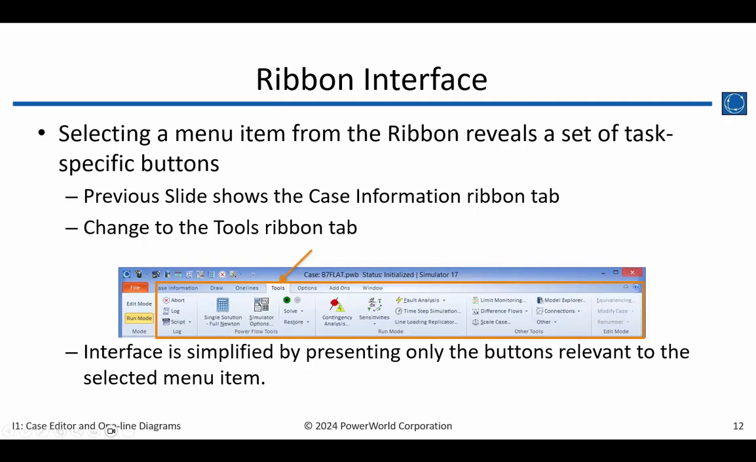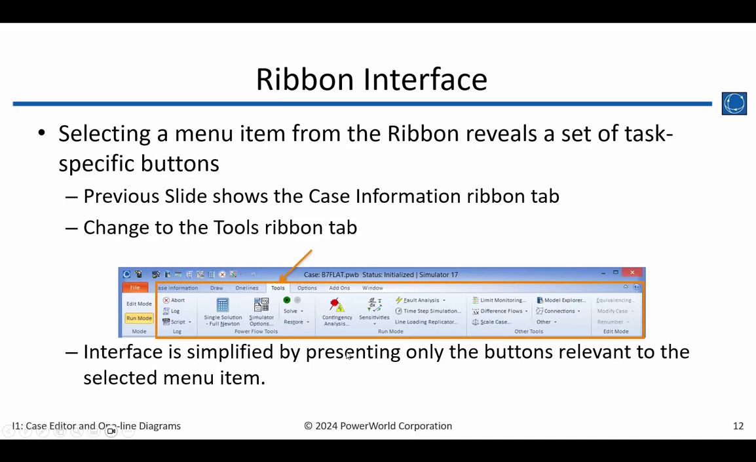As I mentioned, if you pick a different ribbon tab, then it'll reveal a set of functions that pertain to that group. For example, on tools, you have a lot of these analysis tools that are in the base package of Simulator, such as contingency analysis and fault analysis. You can solve the power flow, you can open the options dialog, and we'll see several examples of these functions in this section.